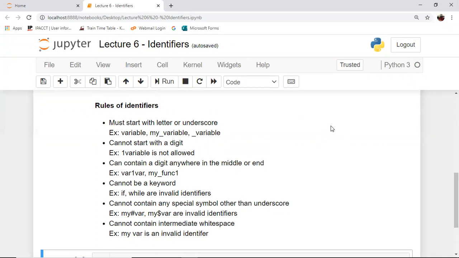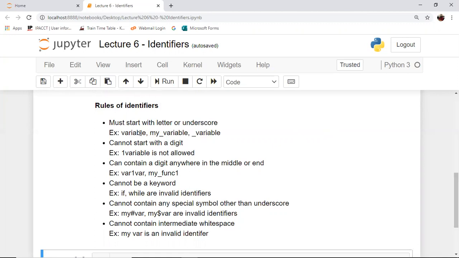Whenever we are instantiating an object, the name of the object denotes an identifier. Again, the rules have to be kept in mind. So whether we are creating a simple program or coming up with an extensive application, identifiers will be used extensively. So in order to use identifiers properly, we must keep the rules in mind. So I've enlisted the rules for you.